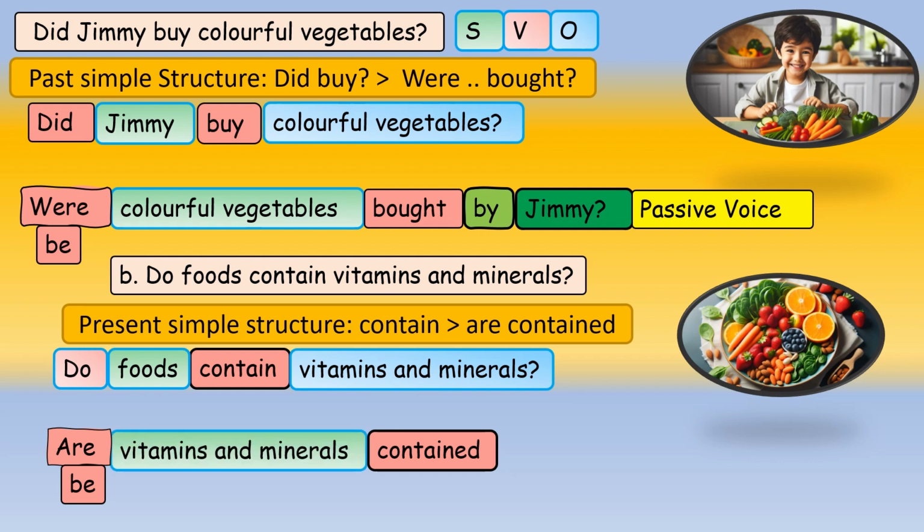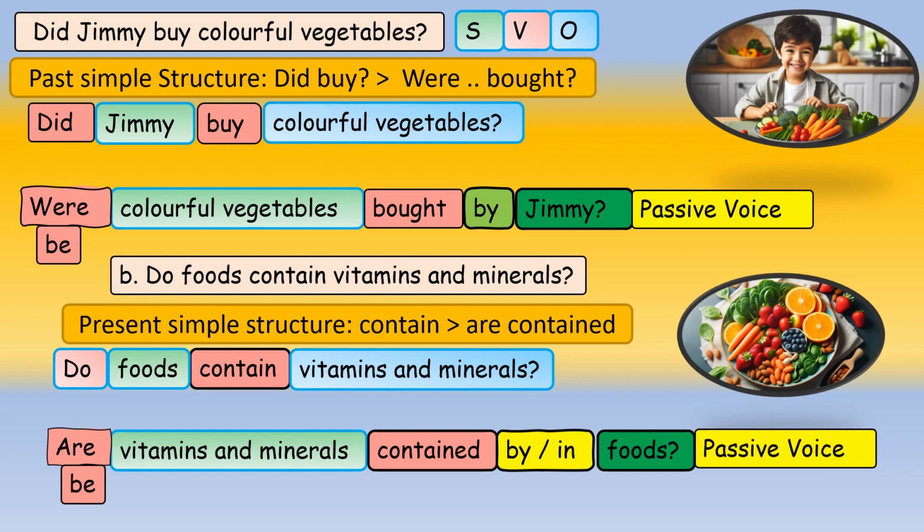Vitamins and minerals, with vitamins and minerals being a plural subject for the passive here. So, are vitamins and minerals contained by, some would like to say in, but I think let's keep it with the traditional way of using the passive voice, using the word by. There's no problem there. Are vitamins and minerals contained by foods? And that wrapped it up, the passive voice.